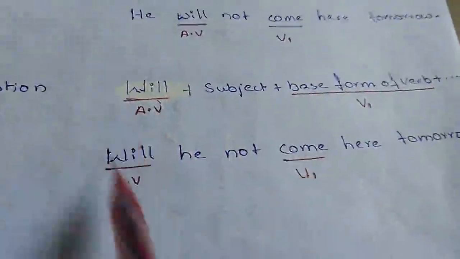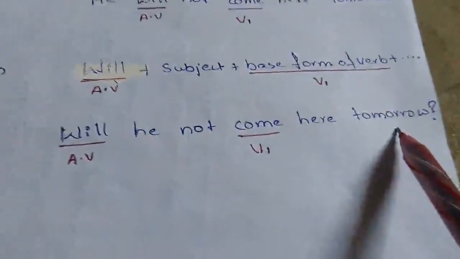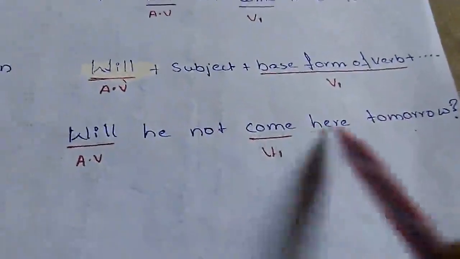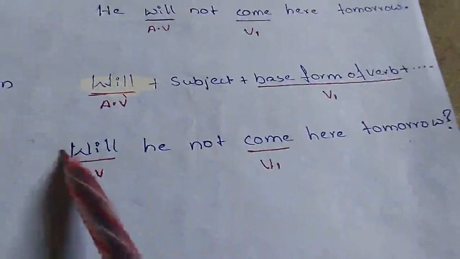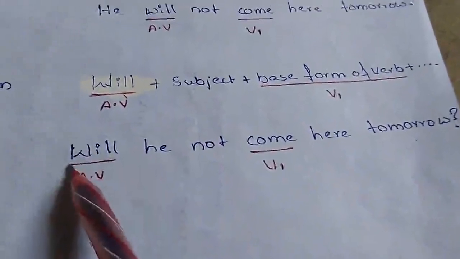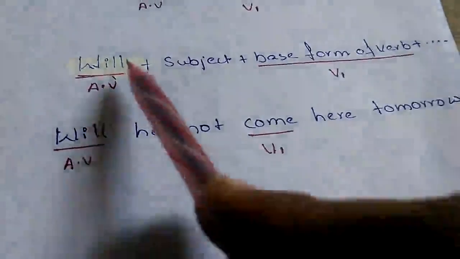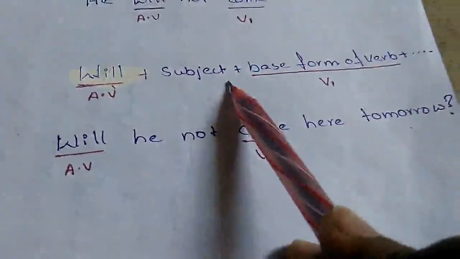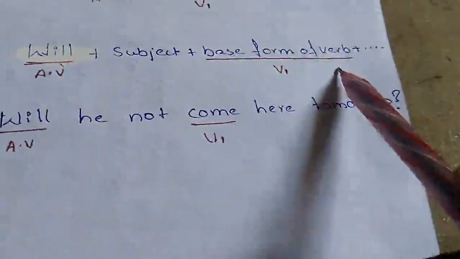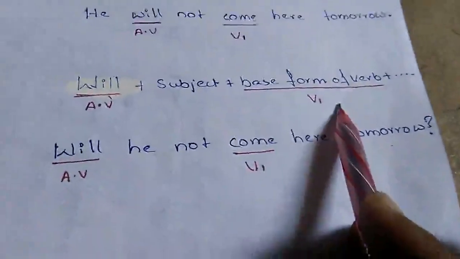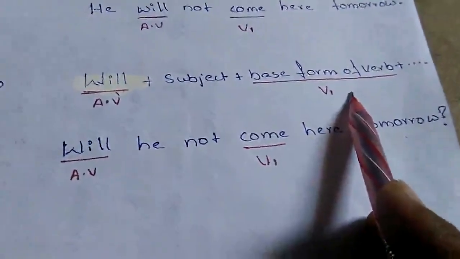And if you want to frame a question, then what we do is bring this helping verb to the front of the sentence. That means, will he not come here tomorrow? So this helping verb we are putting in the front of the sentence to make it a question. That means helping verb plus subject plus base form of the verb plus the rest of the sentence. This is the structure to make a question in simple future tense.